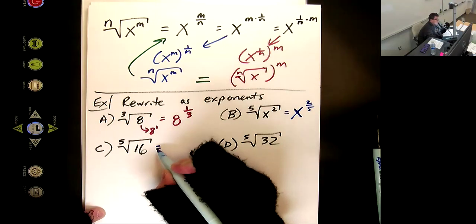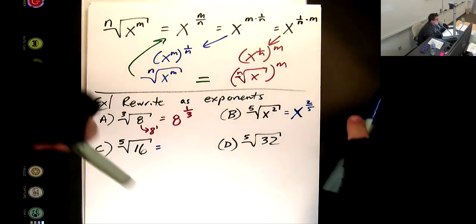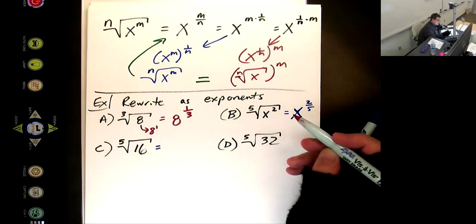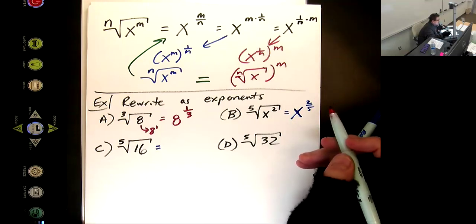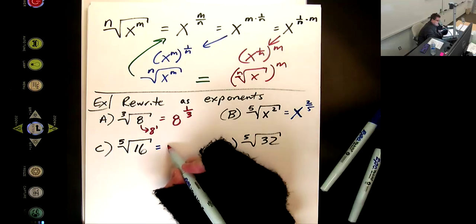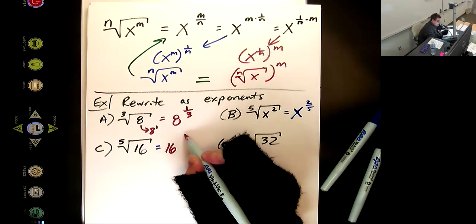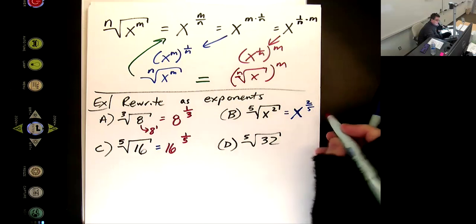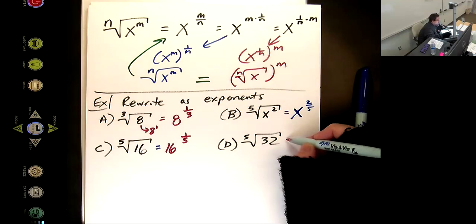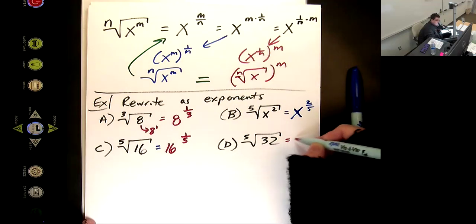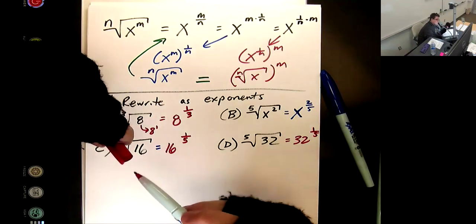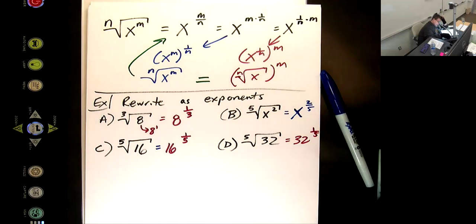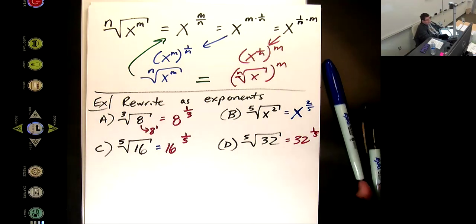What about 16? I did 5 on one of these, didn't I? Not a lot of variety here. 16 to the 1/5, that's good. What about this one, 32? All right, so that's how we write them as exponents.